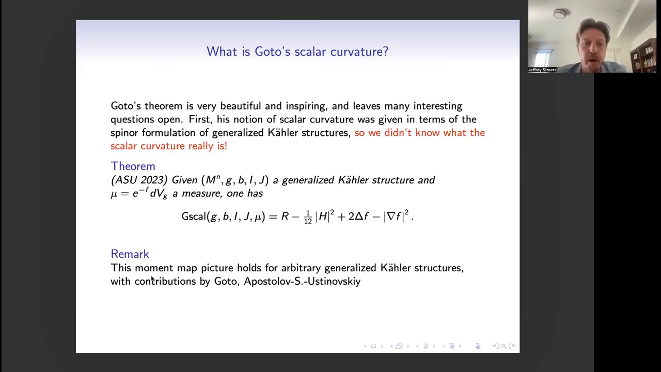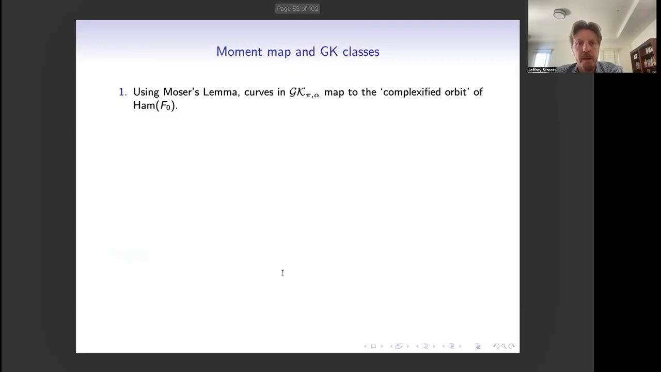Yeah, and then just as a remark, this whole talk is in the symplectic type setting, but all this general moment map discussion is totally general. It works for any generalized Kähler. Okay. So the next piece of the puzzle in the Fujiki-Donaldson framework is identifying the Kähler class inside this complexified orbit of the group of Hamiltonians.